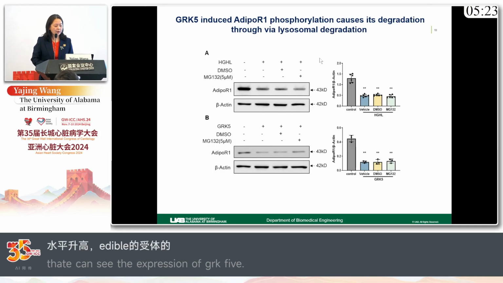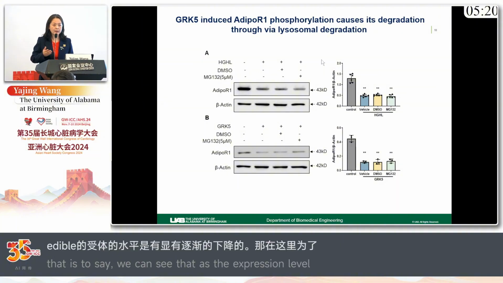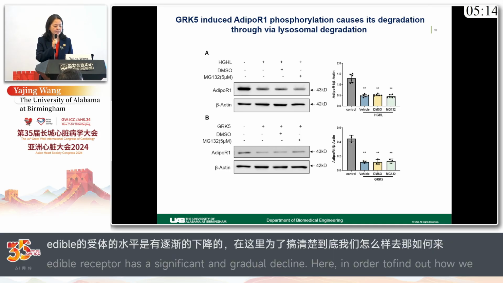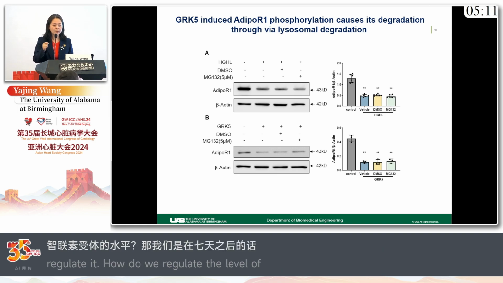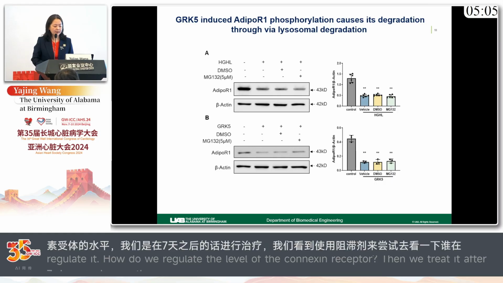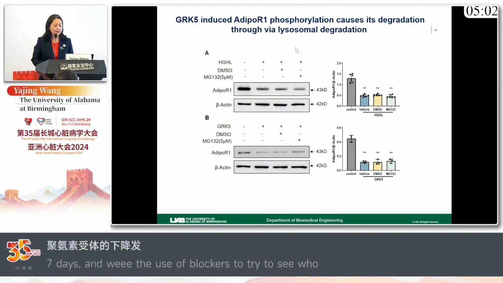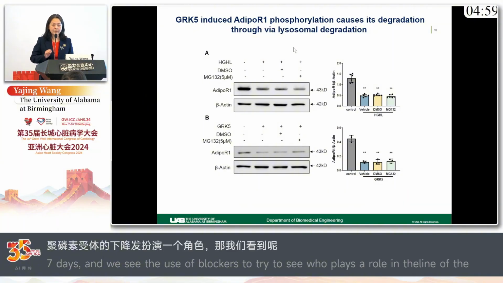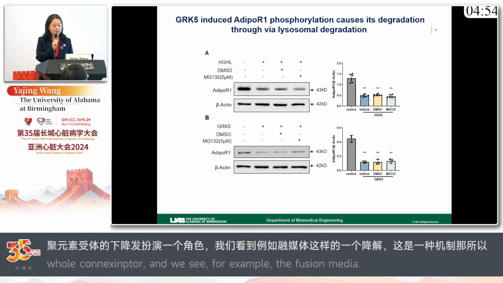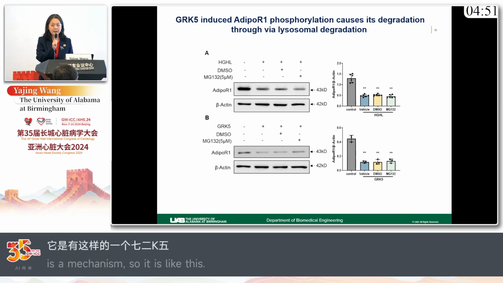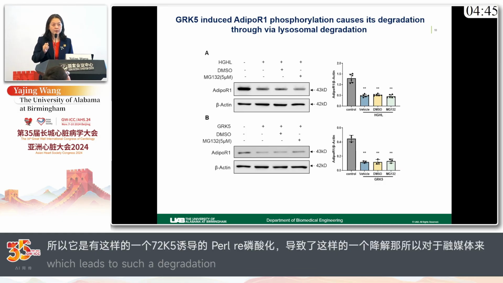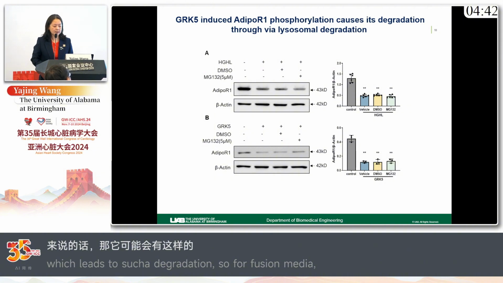So to figure out how it regulates adiponectin receptor levels, we gave the treatment after 7 days, and using blockers we tried to see who plays a role during this dropping of the adiponectin receptors. We identified lysosome degradation of adiponectin receptor 1 after 3 days of high lipid, high glucose treatment. That means in the diabetic situation, this post-modulation can activate the lysosome response and make it go up to eat all the adiponectin receptor 1 related signals.